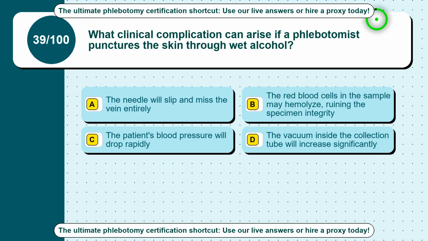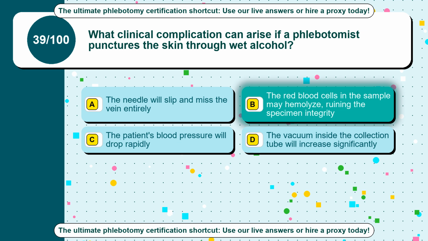Question 39. What clinical complication can arise if a phlebotomist punctures the skin through wet alcohol? Option A. The needle will slip and miss the vein entirely. Option B. The red blood cells in the sample may hemolyze, ruining the specimen integrity. Option C. The patient's blood pressure will drop rapidly. Option D. The vacuum inside the collection tube will increase significantly. The correct answer is option B.